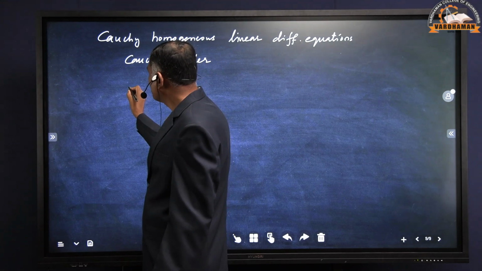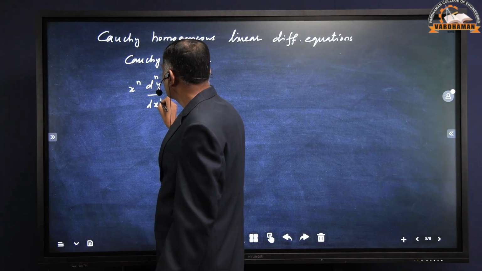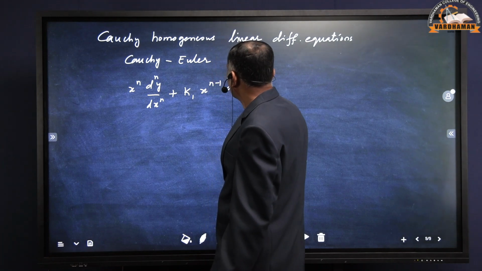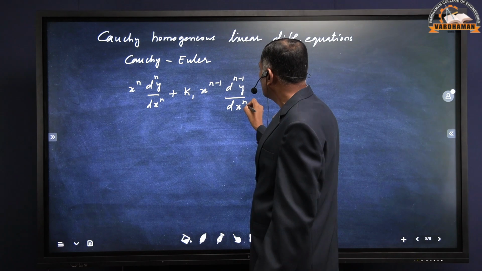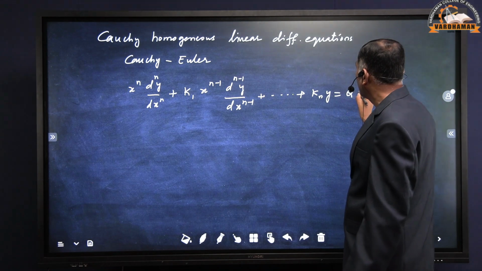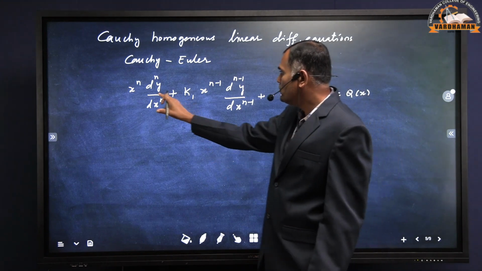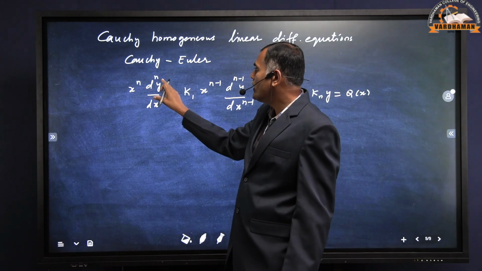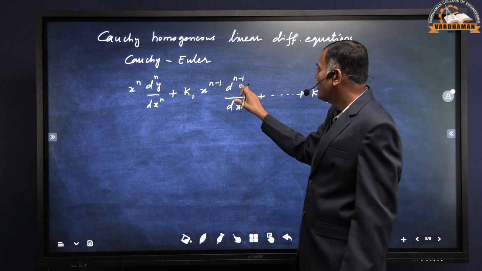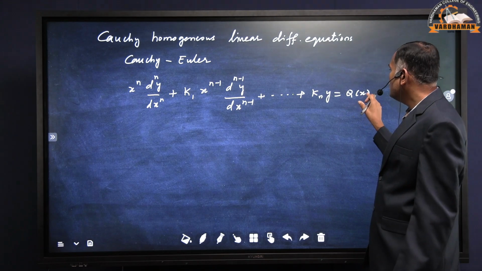It is of the form like this. This linear differential equation is known as Cauchy-Euler linear differential equation, or you can say Cauchy homogeneous linear differential equation. It is of the form x power n into d power n y by dx power n plus some constant into x power n minus 1 into d power n minus 1 y by dx power n minus 1 and so on equals q of x.